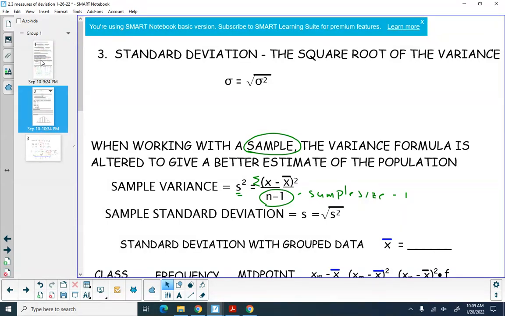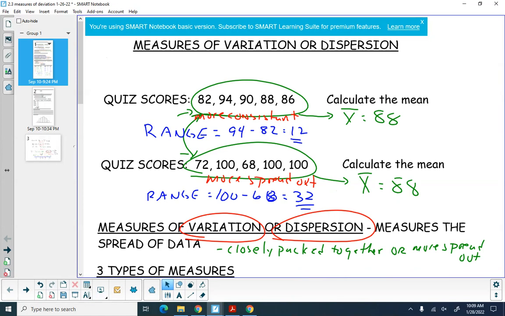All right, on Wednesday, hope you enjoyed your day off. We started talking about measures of variation. We have two sets of test scores that a student had. But with those test scores, one's more spread out, one is more consistent. Both of these students got the same grade. They both got an 88. Their central tendency value was 88.